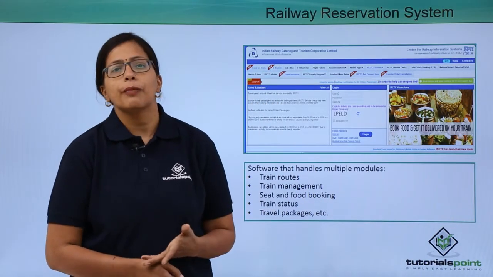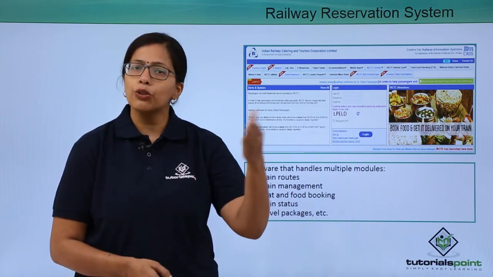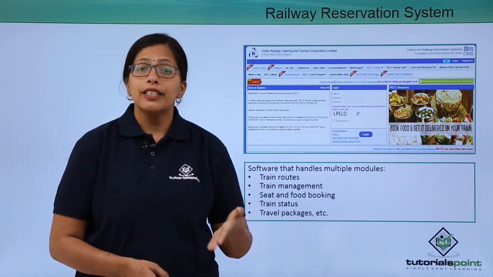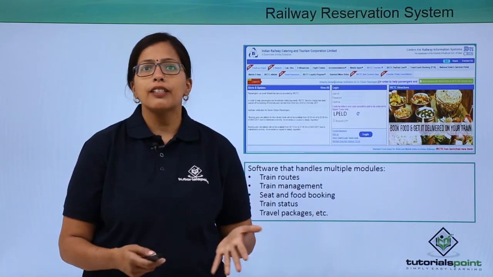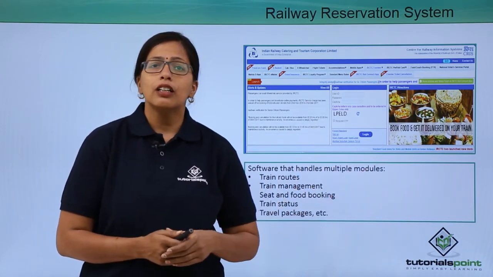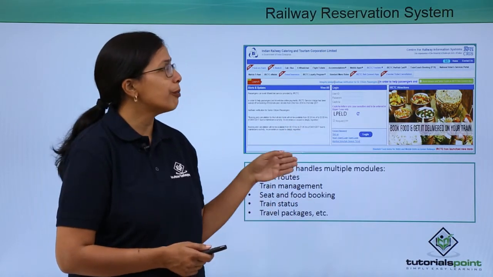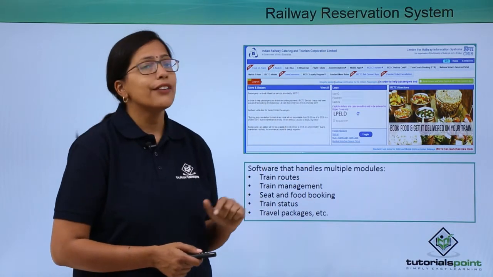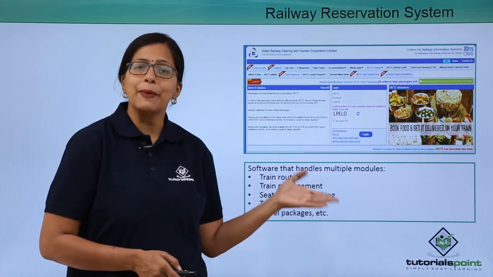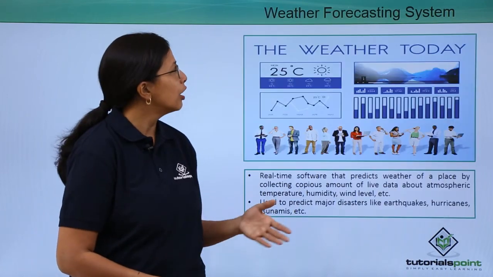Railway reservation system. If you have traveled by Indian Railways or any other railway system, you go to the ticket booking counter, you get a ticket, and later, say after 2 days or 3 days, you realize that no, you don't want this ticket because you have some other program. You go and cancel that ticket. So, all this has to be taken care of by the software, which is the railway reservation system software. It is again a domain-specific software that takes care only of railway reservations.